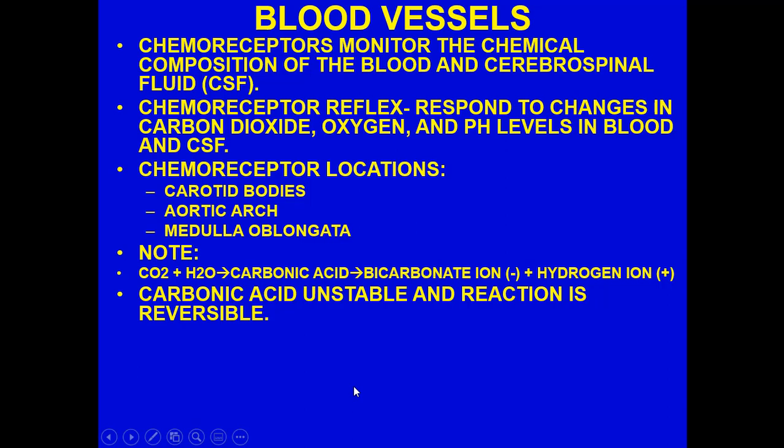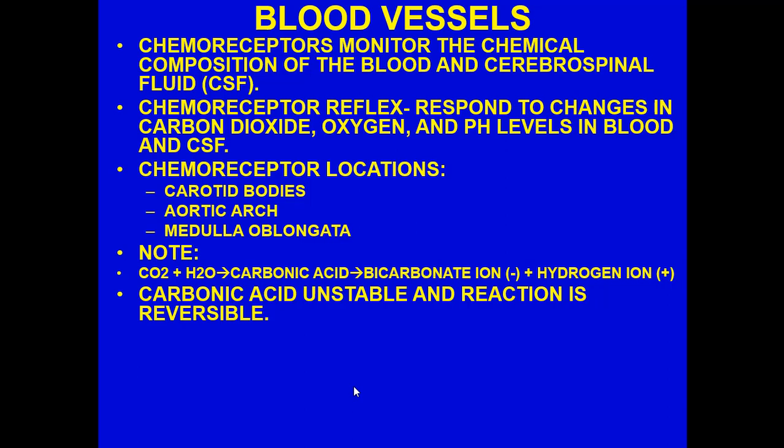Now, we also have chemoreceptors that monitor the chemical composition of blood and cerebral spinal fluid, CSF. Chemoreceptor reflex. This is a response to changes in carbon dioxide, oxygen, and pH levels in the blood and the cerebral spinal fluid. The chemoreceptors are located in the carotid bodies, the aortic arch, and the medulla oblongata. I want you to note this.